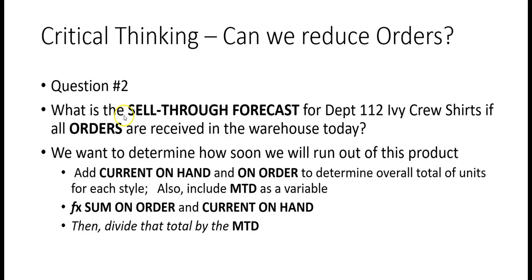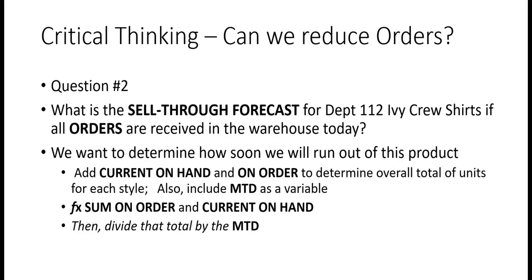The question entails, what is the sell-through forecast for Department 112 Ivy Crew shirts if all orders are received today in the warehouse? So what we're looking to do is determine how soon we're going to run out of this product if we have all current on hand and all on order merchandise available today. We're going to use our month to date as a variable to determine this.